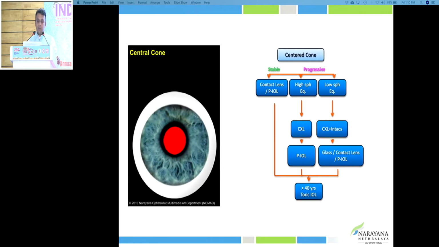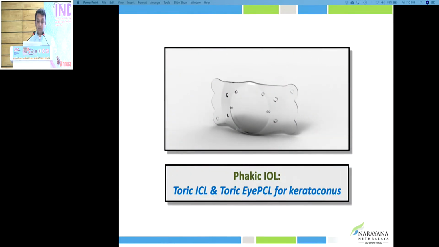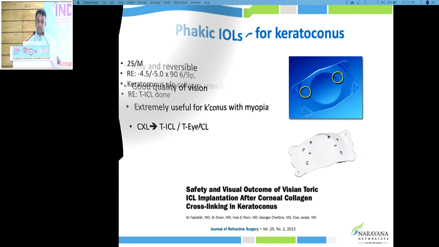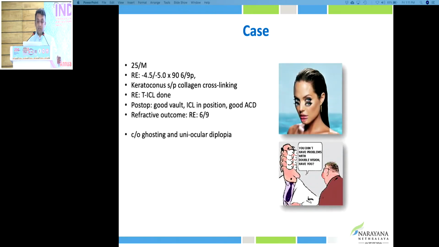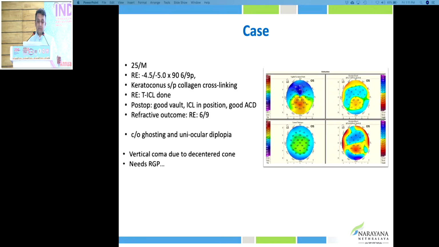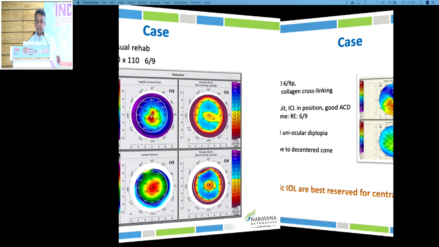Another thing, when you have high spherical equivalent, you can use phakic intraocular lenses, toric ICL, IPCL, whatever suits your hand. These cases must be selected properly. So one such case had cross-linking done and did a toric ICL and got a good visual outcome, but the patient was not happy because the patient had uniocular diplopia, and this was because it's a decentered cone. And I learned my lesson that phakic IOLs are best reserved for central cone and not decentered cone.